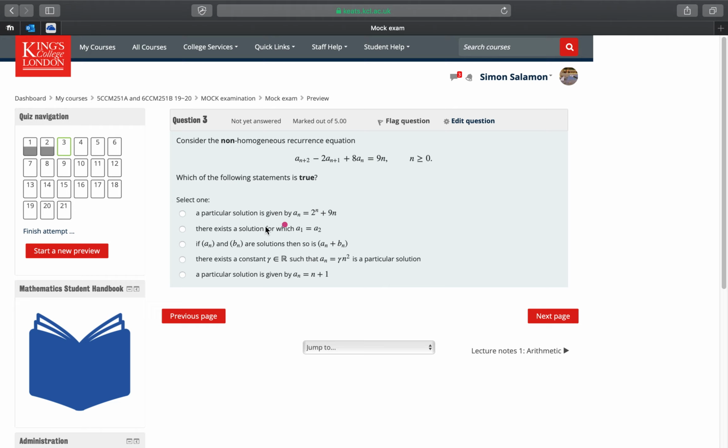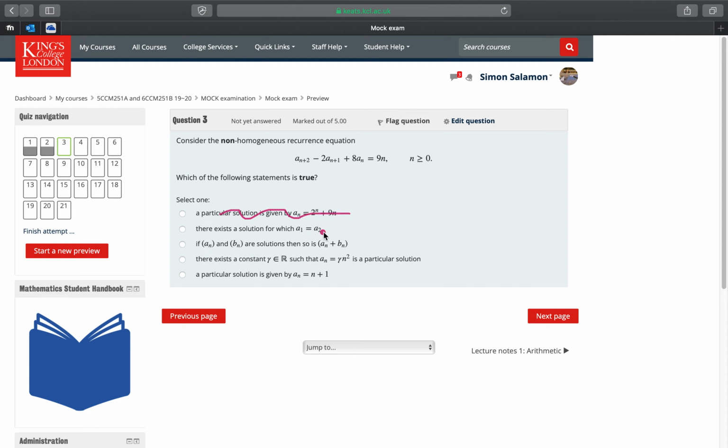So if we go through these statements, you see that the first one here is definitely wrong, because 2 is not a root, so we would never expect to see a solution which involves 2 to the n. So the first one is wrong.